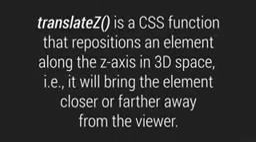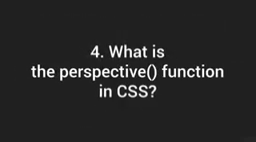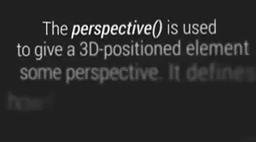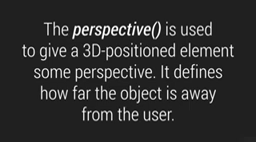The translate z is a CSS function that repositions an element along the z-axis in 3D space. That is, it will bring the element closer or farther away from the viewer. The last question, what is the perspective function in CSS? So the perspective function is used to give a 3D positioned element some perspective. It defines how far the object is away from the user.